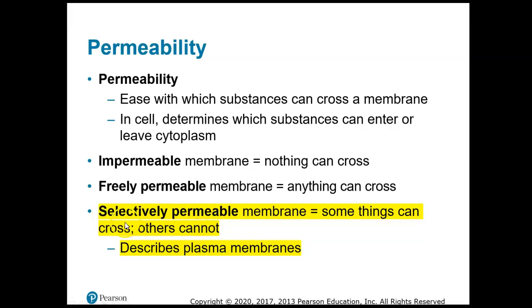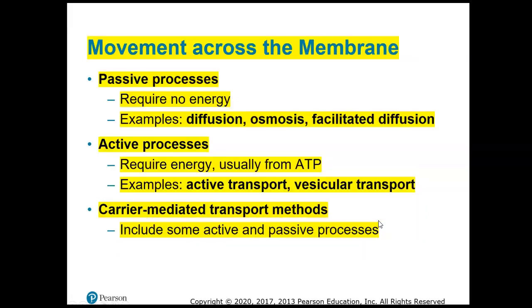Then we have the permeability, the ability of the plasma membrane to allow substances to pass. With regard to permeability, we call the plasma membrane selectively permeable. It's a selectively permeable membrane. That means some things can cross, but others can't.